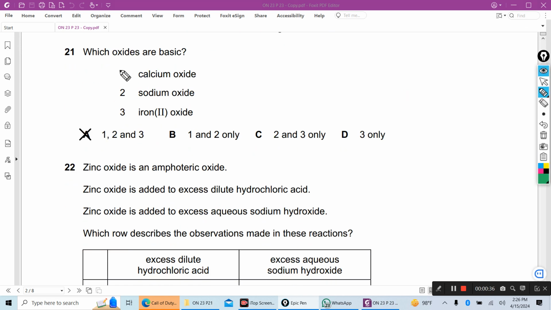Number 21. Which oxides are basic? You know, metal oxides are basic oxides. So calcium oxide is a basic oxide, sodium oxide is a basic oxide, iron(II) oxide is a basic oxide. A is the right answer. Metal oxides are basic oxides, so calcium, sodium, iron all are metals, their oxides are basic oxides.